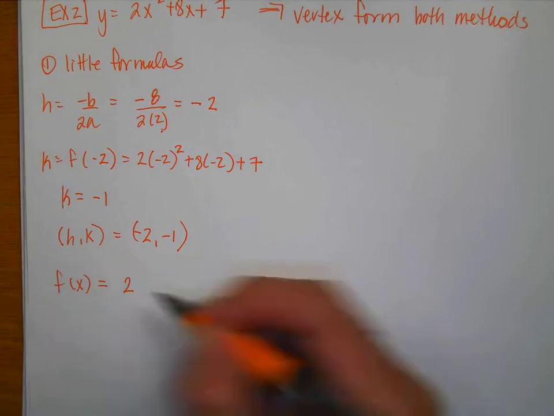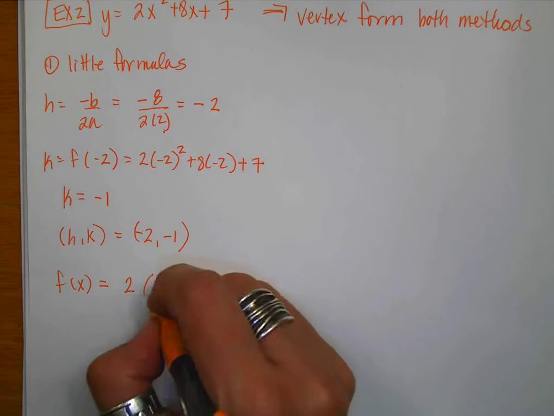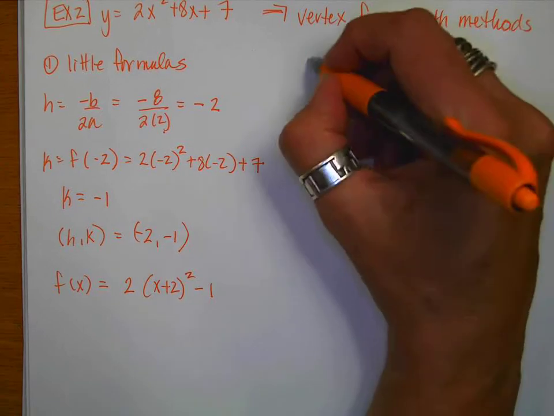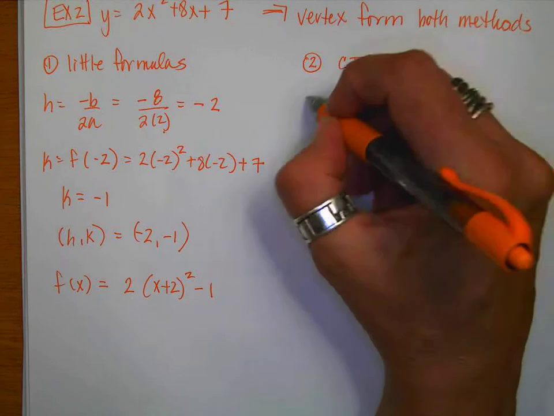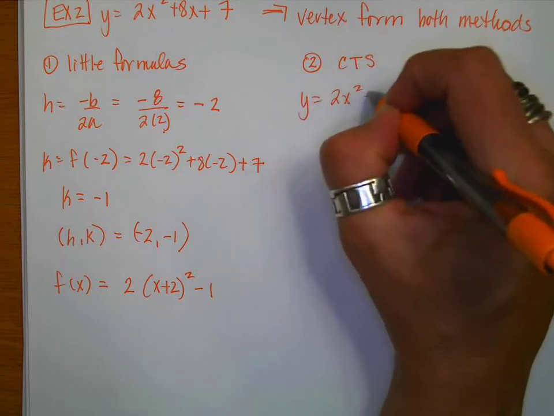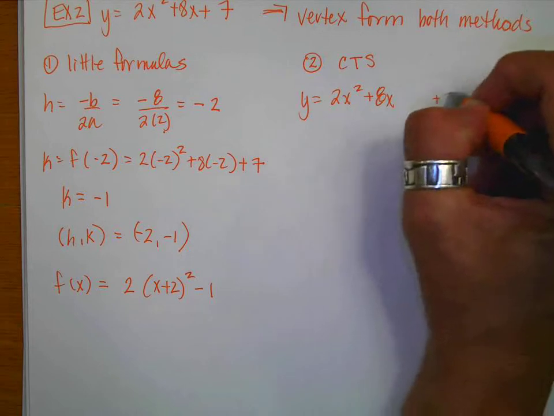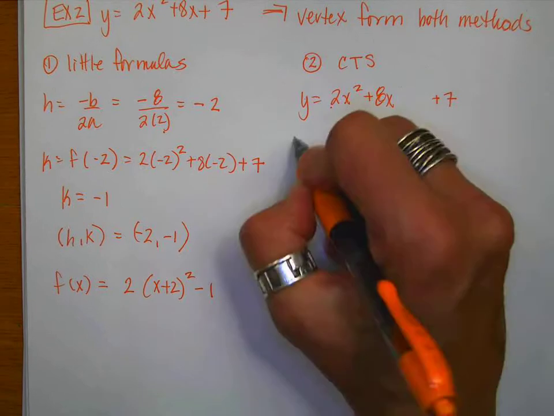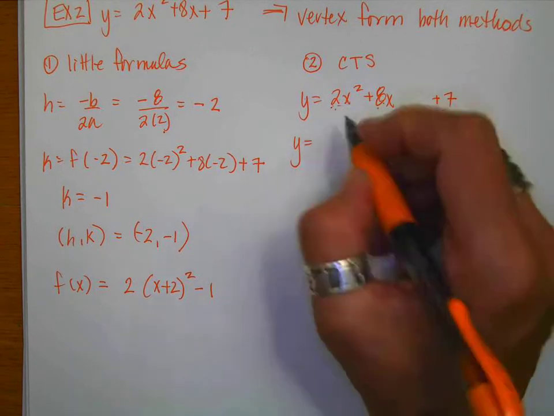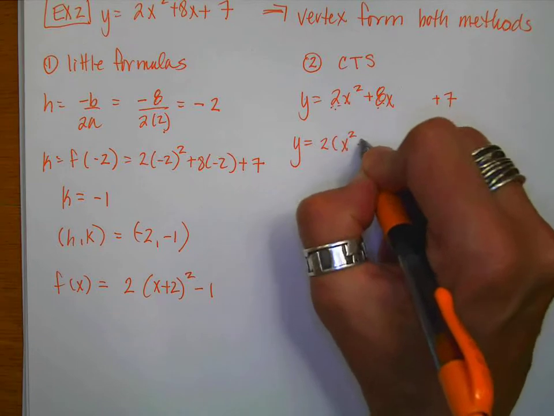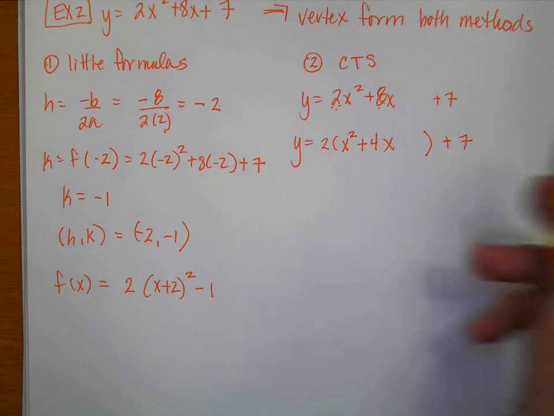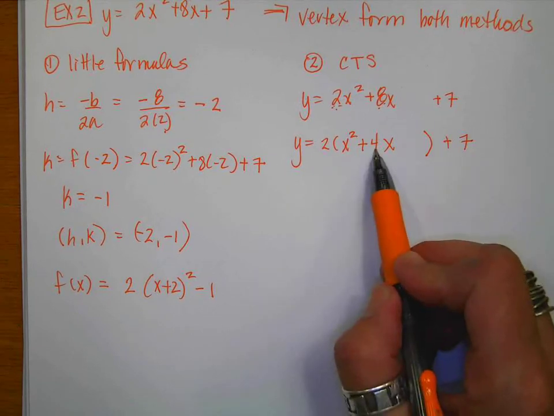And then my f of x is going to equal, the a is going to be the same, and then it's going to be (x plus 2) quantity squared minus 1. So that's vertex form using the little formulas. All right, so now I'm going to do completing the square. So I'm going to isolate the first two terms, plus 8x, and then I'm going to scoot him over. The leading coefficient is not 1, so I need to factor it out, but I'm only going to factor it out of these two terms. So I'm going to get 2 times (x squared plus 4x), leave some space, and the 7 still pushed out of the way.